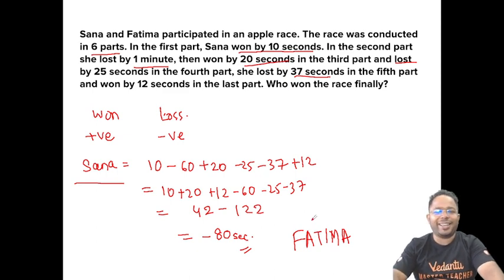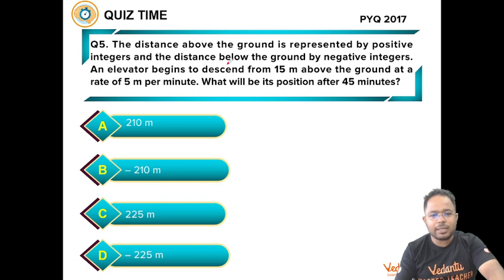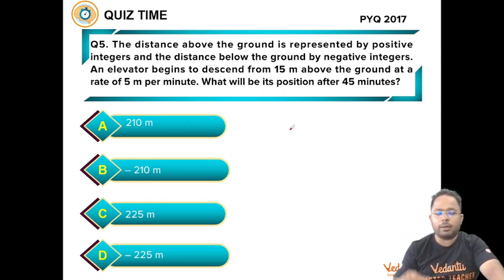Alright? Okay, let's move on to the next question. The distance above the ground is represented by positive integers and the distance below the ground by negative integers. An elevator begins to descend from 15 meter above the ground at a rate of 5 meter per minute. What will be its position after 45 minutes?